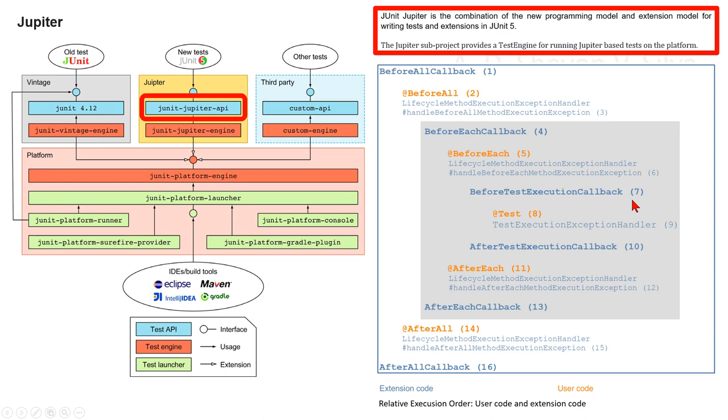For further details on the various lifecycle callbacks, please consult the respective Javadoc for each annotation and extension. Here is the interface BeforeAllCallback in package org.junit.jupiter.api.extension in module org.junit.jupiter.api. This BeforeAllCallback defines the API for extensions that wish to provide additional behavior to test containers once before all tests in the container have been executed.